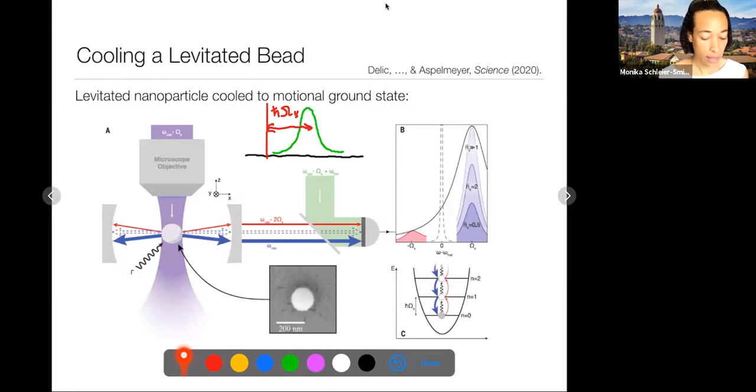Okay, and so that's one way that you can start to get a somewhat massive object into its quantum ground state, as they did in this paper.